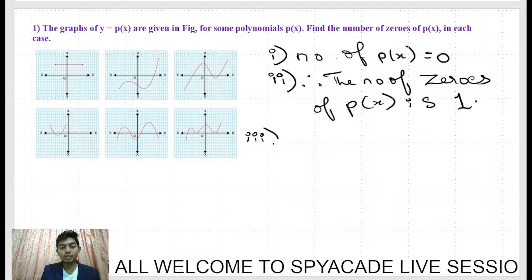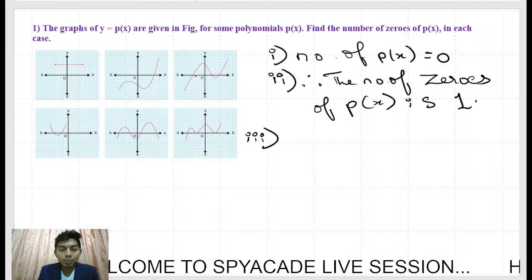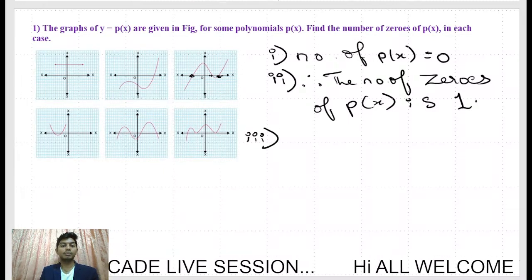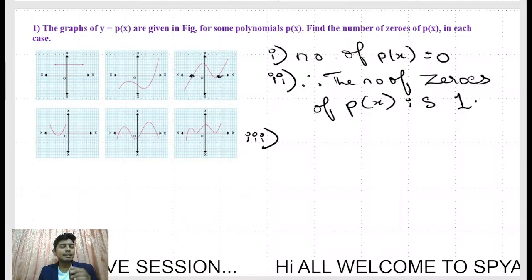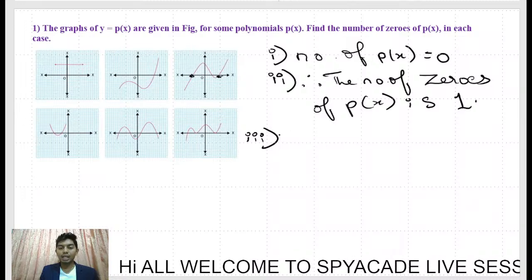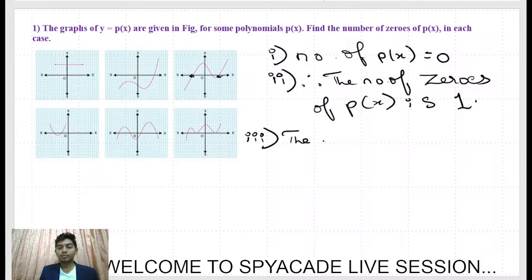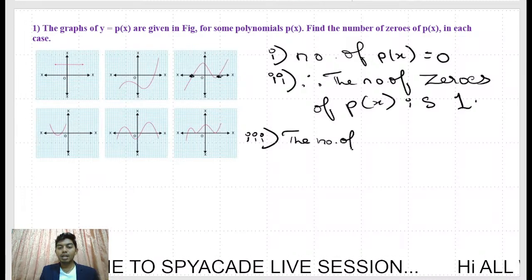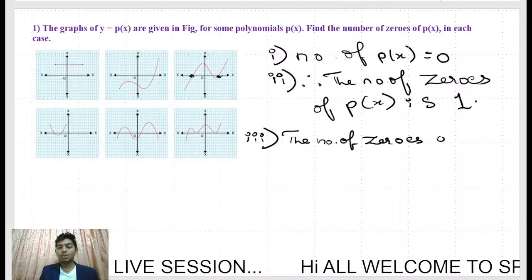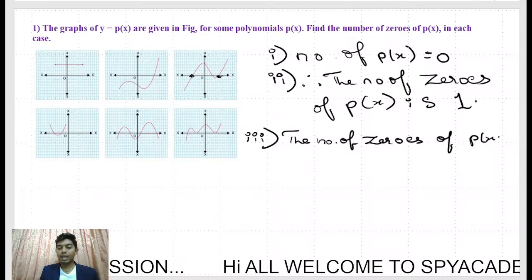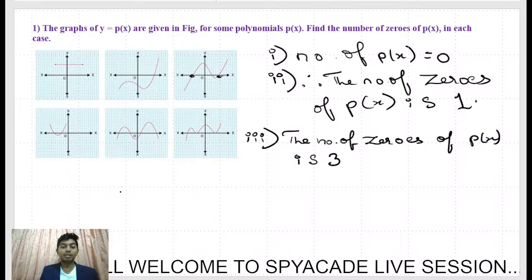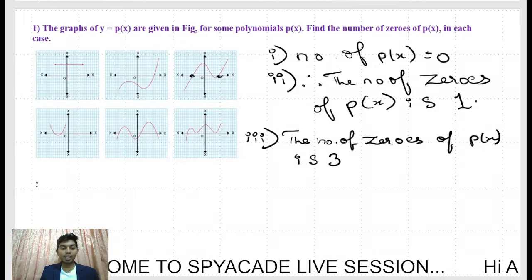Just come to the third question. So here 1, 2 and then 3. So at 3 points this graph is crossing the x-axis. So you have to write the number of zeros of p of x is how much? 3. Hope it's clear for everyone, right?